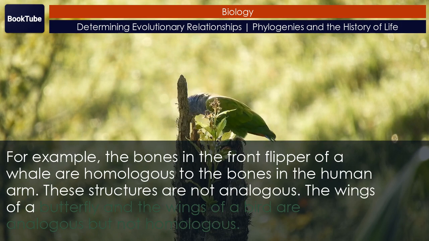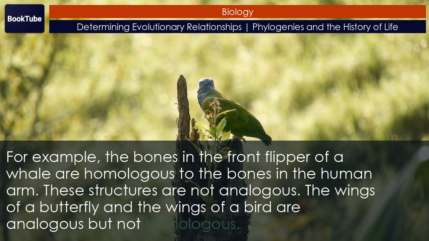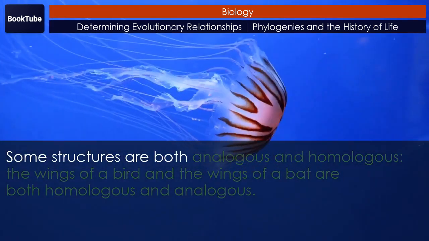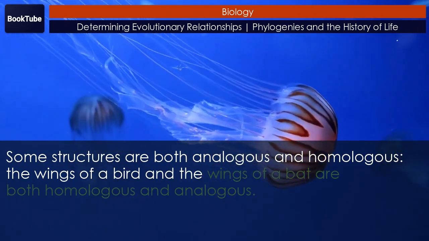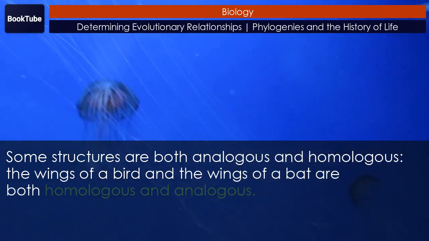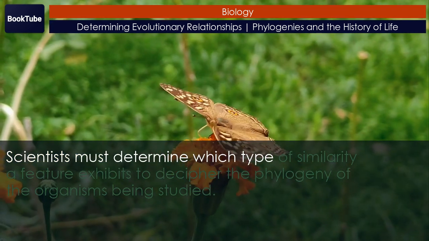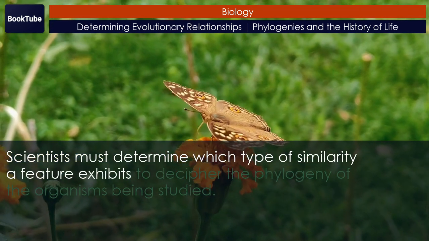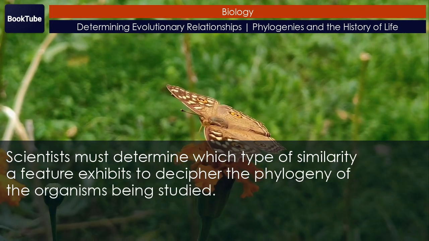The wings of a butterfly and the wings of a bird are analogous but not homologous. Some structures are both analogous and homologous. The wings of a bird and the wings of a bat are both homologous and analogous. Scientists must determine which type of similarity a feature exhibits to decipher the phylogeny of the organisms being studied.